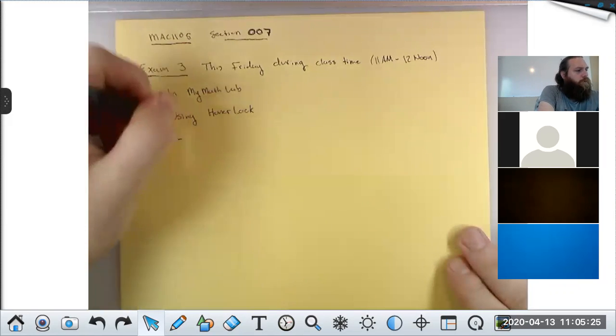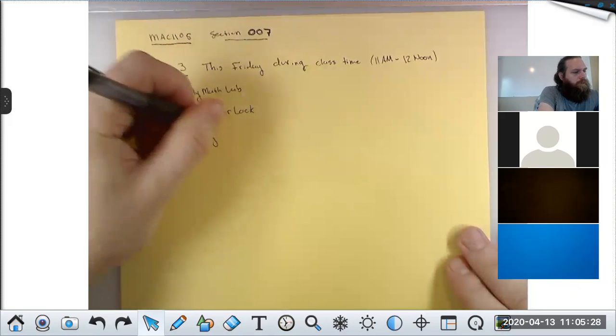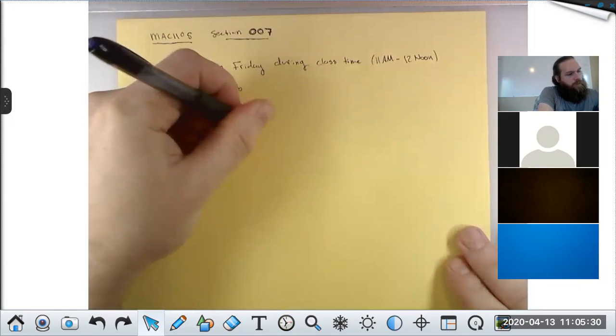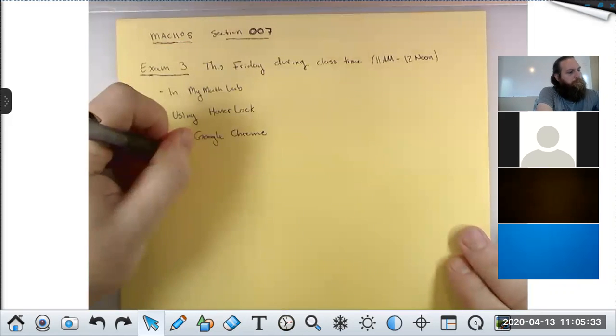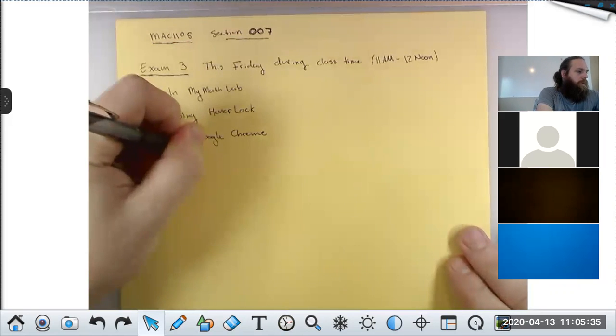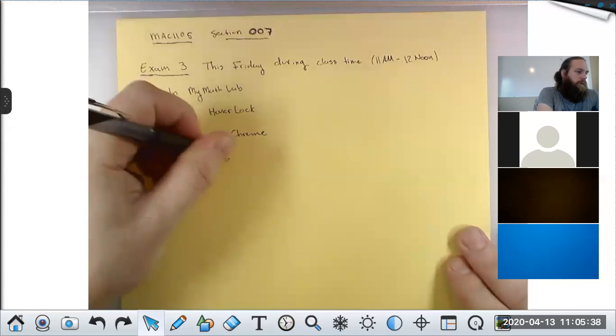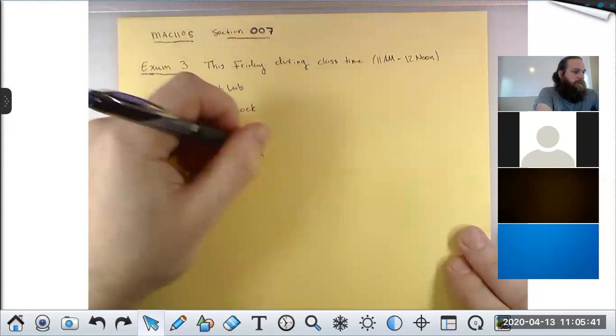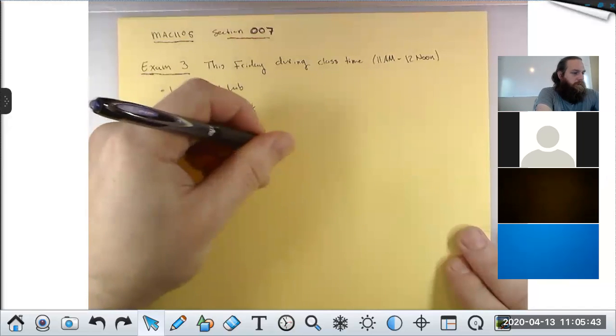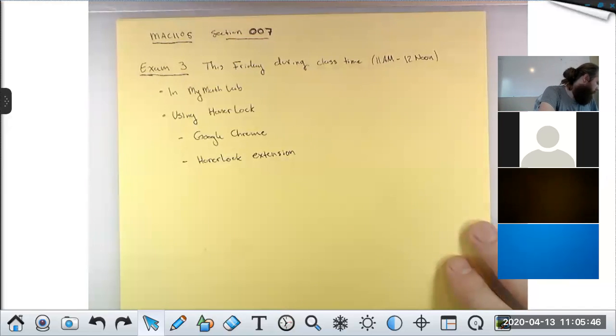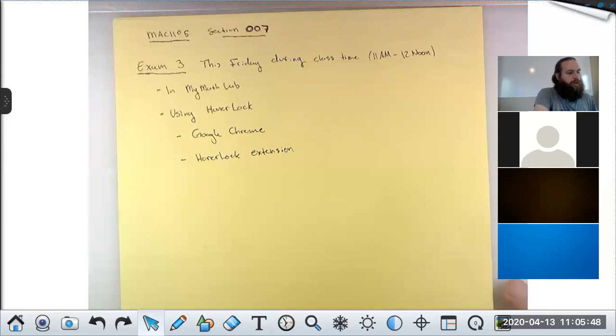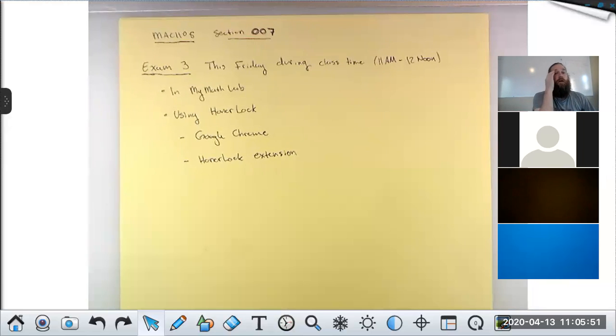HonorLock is a Google Chrome extension. So you need to download Google Chrome, and you need to download HonorLock as an extension. So if you don't have Google Chrome installed on your laptop or whatever, please go ahead today and install it. And then also go ahead and install the HonorLock extension. It's a safe, valid extension. Won't do anything nasty, I promise.